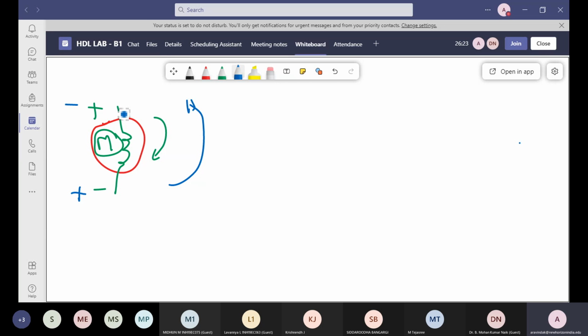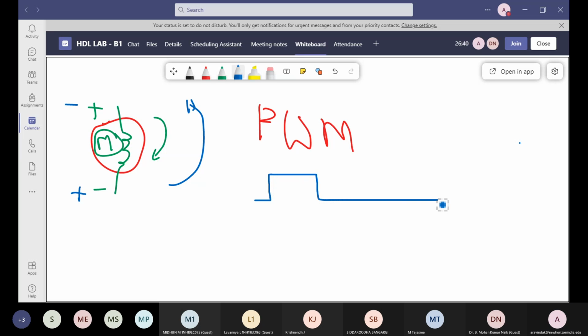So there is a technique called PWM. Let me write it that way. That is a technique called PWM. So what does PWM mean? Let us say I apply a pulse like this. Then after some time I apply a pulse like this.